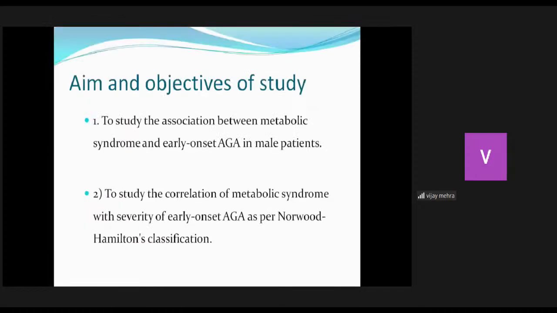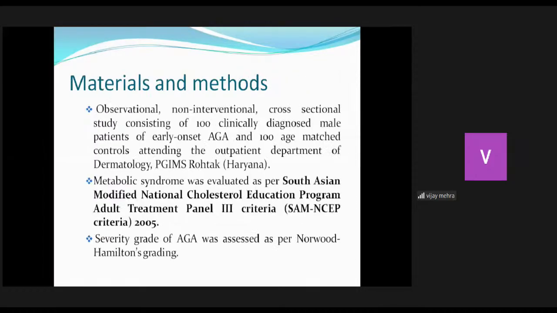Recent studies have found a higher prevalence of metabolic syndrome in patients of early onset AGA as compared to the general population. Aim and objective of the study: to study the association between metabolic syndrome and early onset AGA in male patients, and to study the correlation of metabolic syndrome with severity of early onset AGA as per Norwood-Hamilton classification. Materials and methods: this was an observational, cross-sectional study consisting of 100 clinically diagnosed male patients of early onset AGA and 100 age-matched controls attending the outpatient department of dermatology, PGIMS Rohtak.